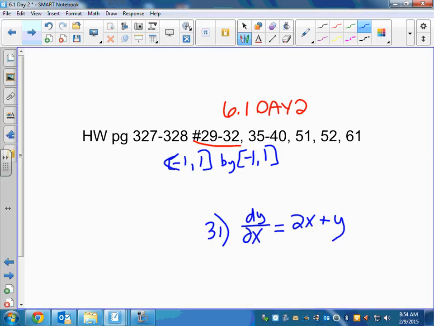Right, 2x plus y, which means we actually are going to have to think about what the slope at each point would be. And the direction on this says use slope analysis, not your graphing calculator.